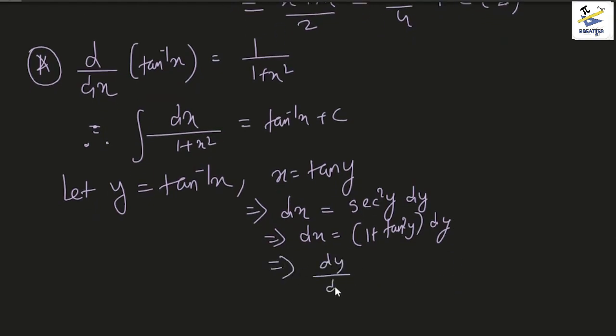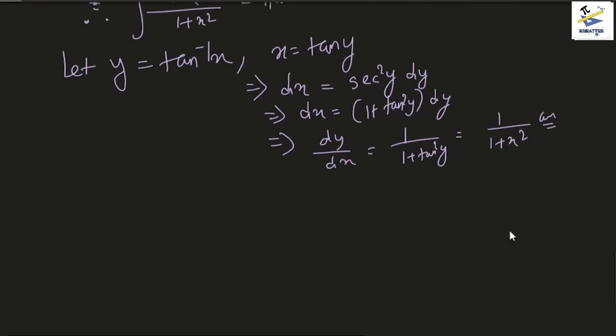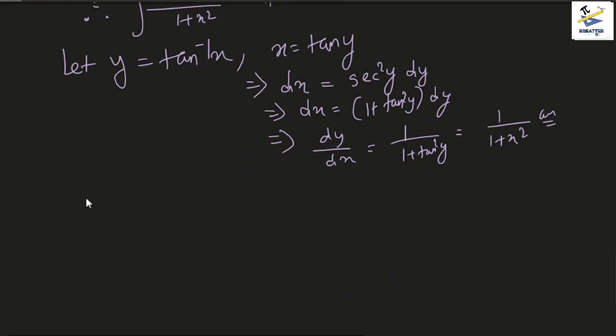And so dy by dx would be equal to 1 by 1 plus tan square y, but tan y is just x, so it is just 1 by 1 plus x square, right? So the derivative of tan inverse x, which is dy by dx, is 1 by 1 plus x square. Proving it, and all the other inverse functions can be proven in the same way, and corresponding to that we can find this integral.